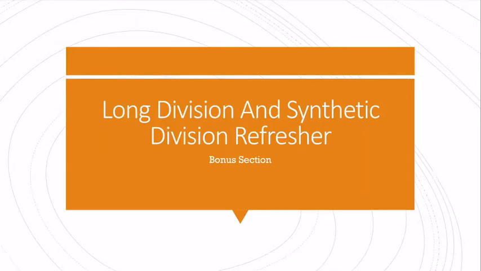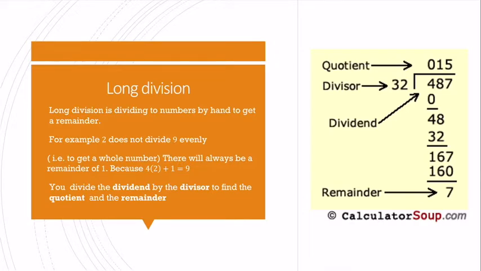Next, we're going to take a look at long division and synthetic division before we get started on section 5.2. So this should be a little bit of a refresher. Long division is when you divide numbers by hand in order to get a remainder. For example, 2 does not divide 9 evenly to get a whole number. There's always going to be a remainder of 1. You divide the dividend by the divisor to find your quotient and your remainder.